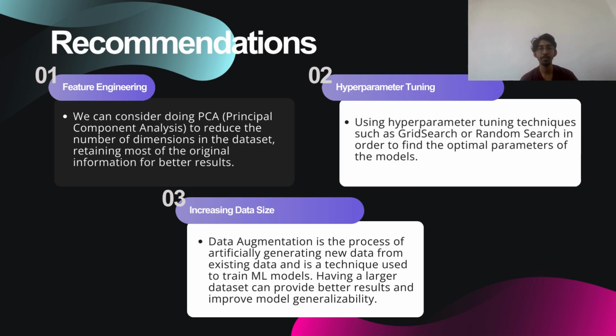Some recommendations for our project would be feature engineering, where we can consider doing PCA, which is principal component analysis, to reduce the number of dimensions in the dataset. The second one would be hyperparameter tuning techniques such as grid search or random search in order to find the optimal parameters of the models. And the third one would be increasing data size using data augmentation, which is the process of artificially generating new data from existing data and is a technique to train ML models, as having a larger data set can provide better results and improve model generalizability.